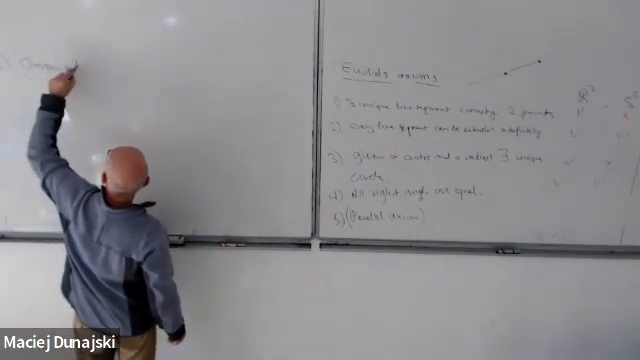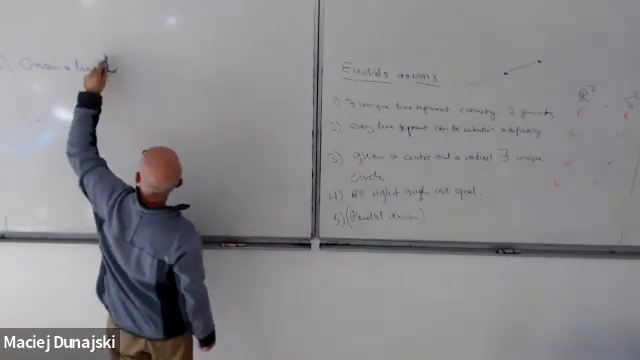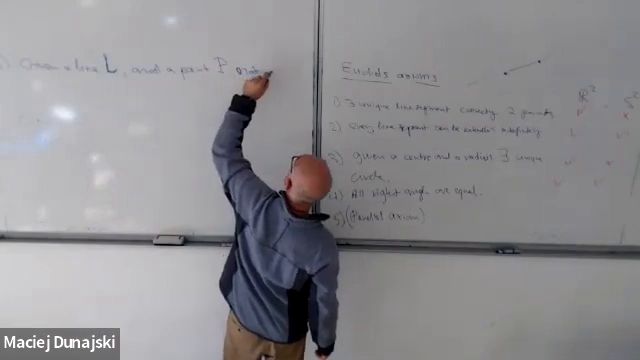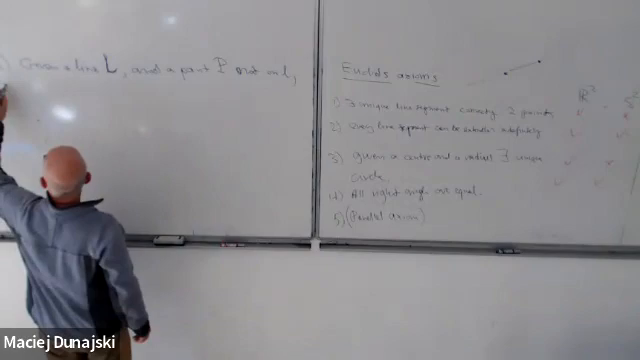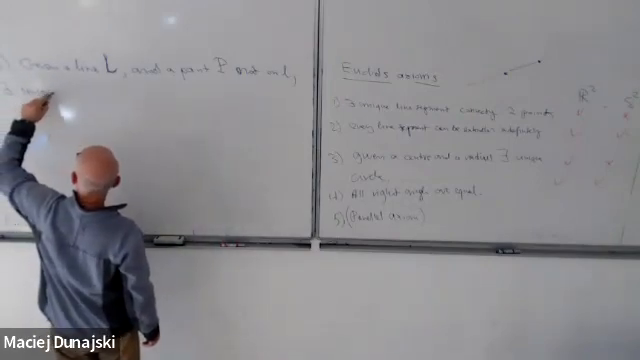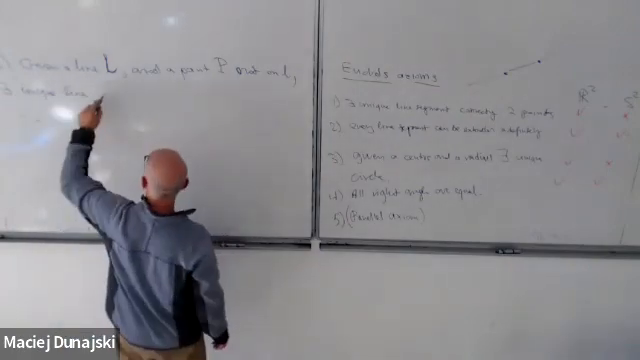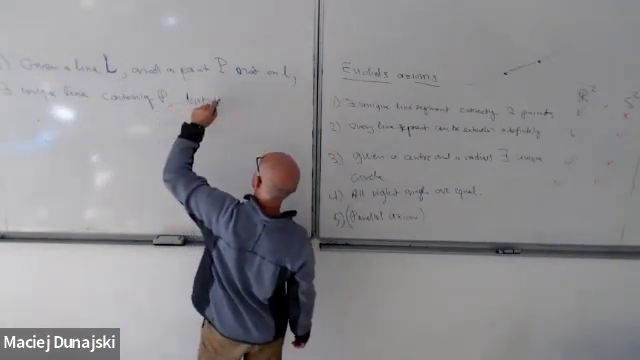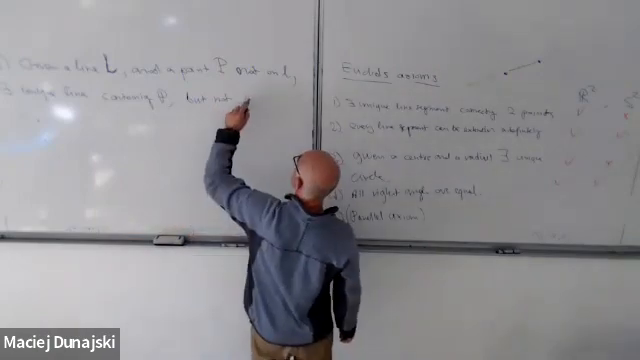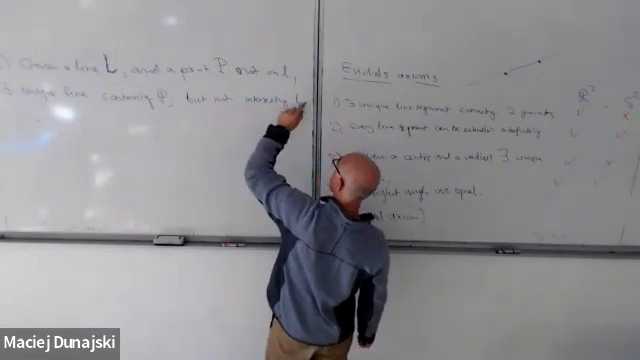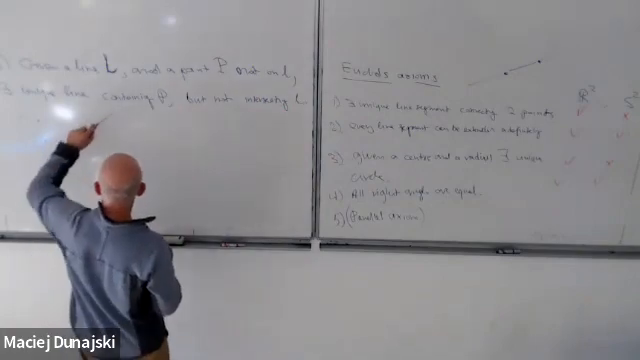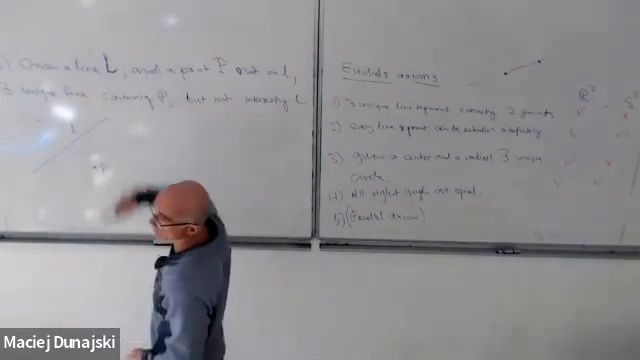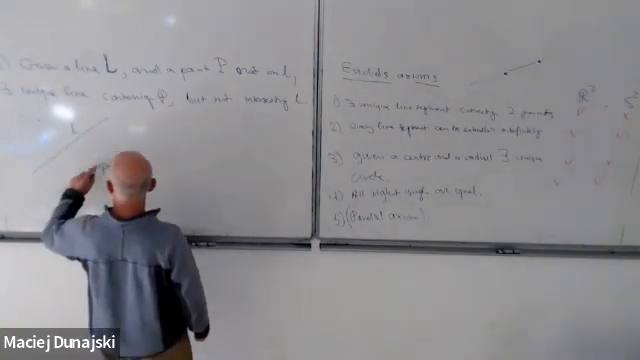Given a line L, a little L, and a point P not on L, there exists a unique line containing P but not intersecting L. Okay, so on the plane, let's say that here is our line L, and here is the point P not on L. And this unique line which this fifth axiom asks about is this one, the parallel line.